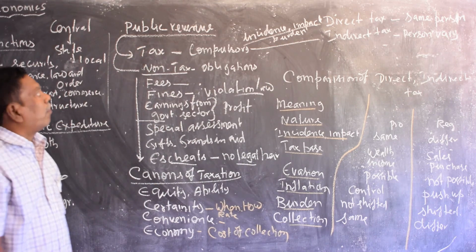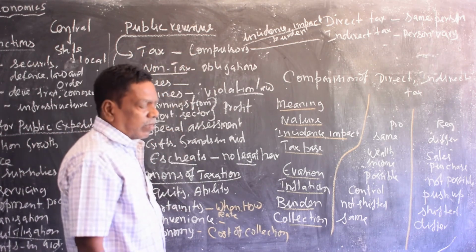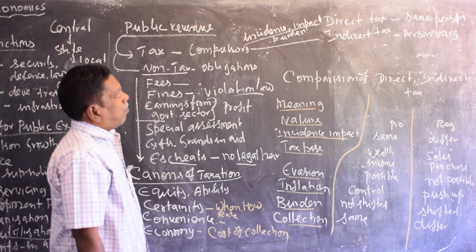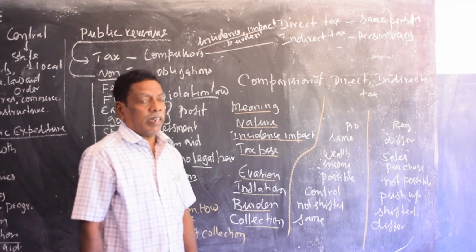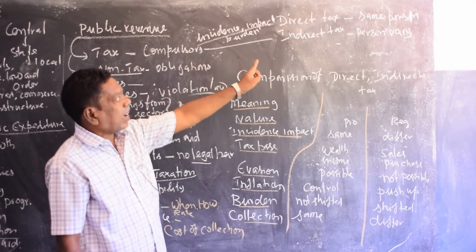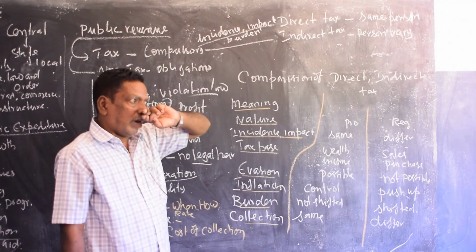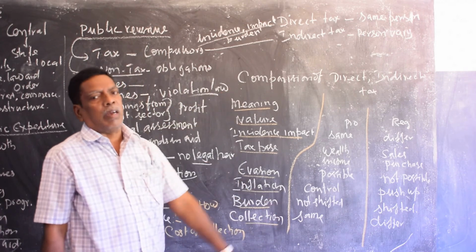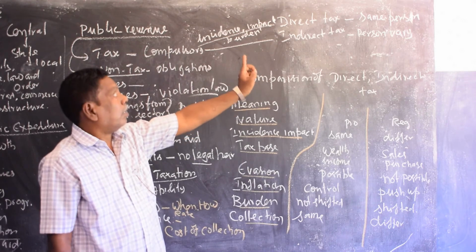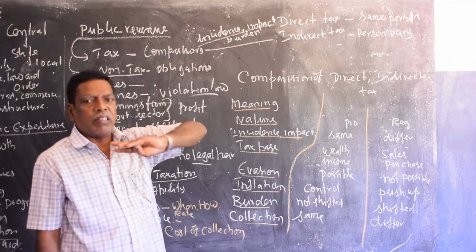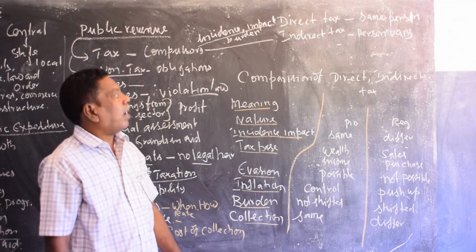Now coming to tax, it's a compulsory payment. It has 2 components, direct tax and indirect tax. Now what is a direct tax? It is a tax levied by the public authority, and the person on whom the tax is levied is able to pay the amount. That is direct tax. Examples are wealth tax and income tax.